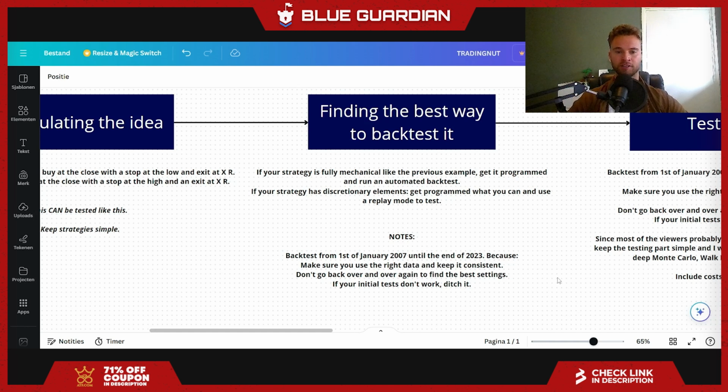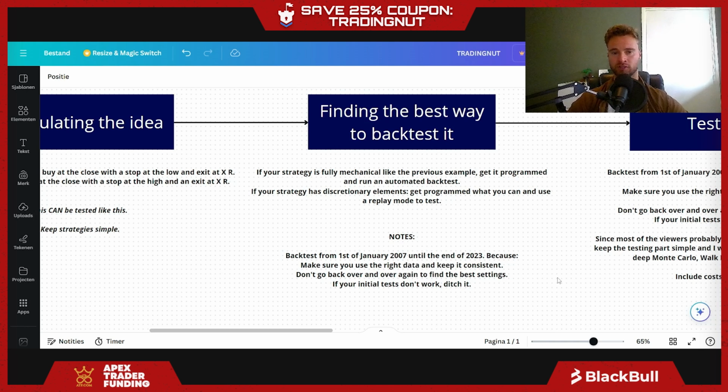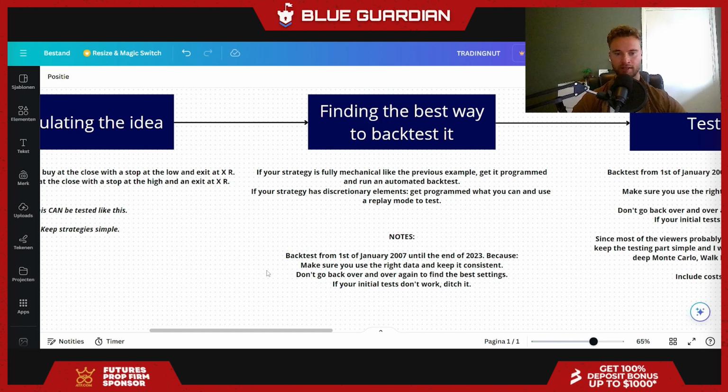Another thing is that you need to have a lot of trades. So 50 trades is not enough to evaluate if a system is profitable and if it's robust. So I highly recommend taking this seriously, get a big enough sample size, test enough years to really get the full picture. The next thing is to make sure you use the right data and keep it consistent. So get proper data.